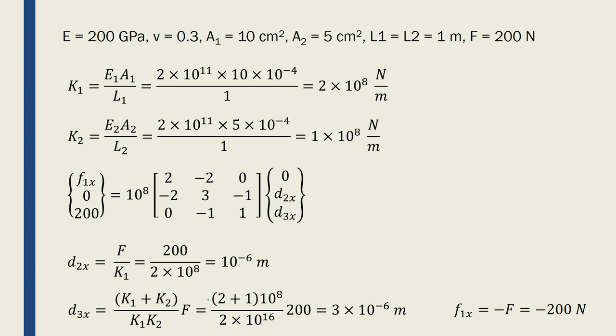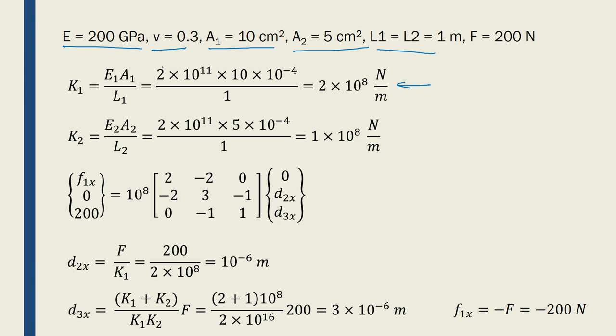So if we had these properties, Young's modulus of 200 gigapascals, Poisson ratio of 0.3, A1 is 10 centimeters squared and A2 is 5 centimeters squared. L1 and L2, let's say they're equal to 1 meter, and F is 200 newtons. The first thing we want to do is to find the stiffness of each of the sections of the bar. So K is equal to EA over L.